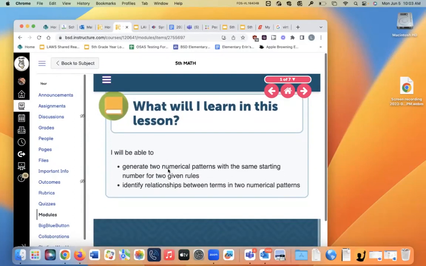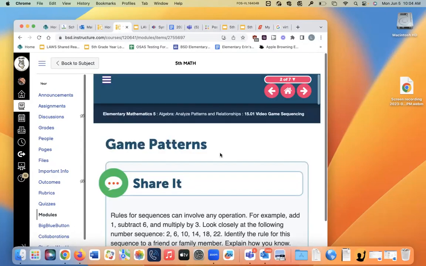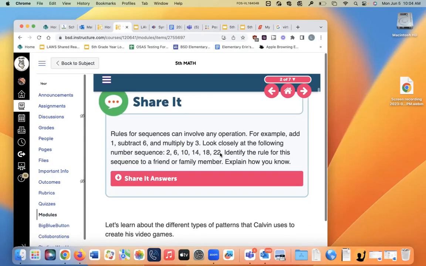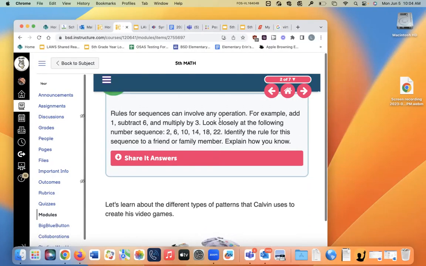So here's what you're going to learn. You're going to be able to generate 2 number patterns with the same starting number for 2 different given rules. So this is one of those things where you're looking at numerical patterns. These are kind of fun, I think. They're kind of like a riddle. Rules for sequences can involve any operation: addition, subtraction, multiplication, division. For example, add 1, subtract 6, multiply by 3.